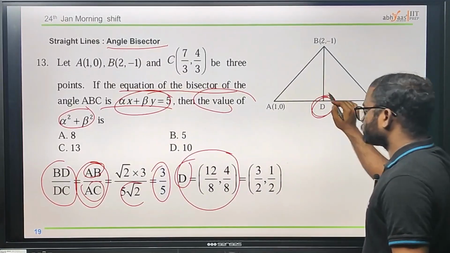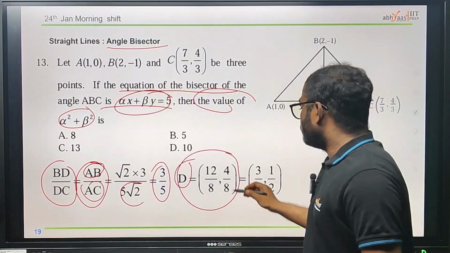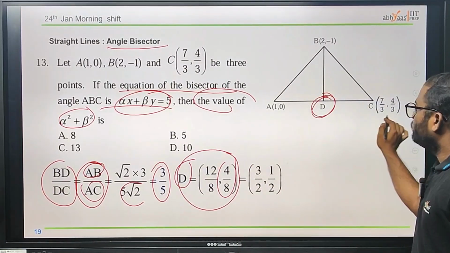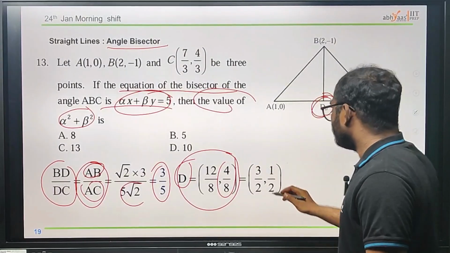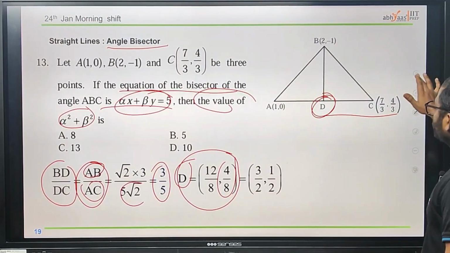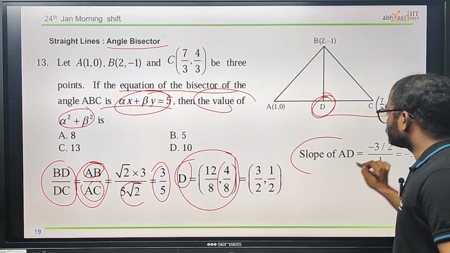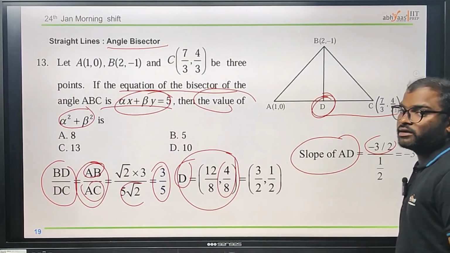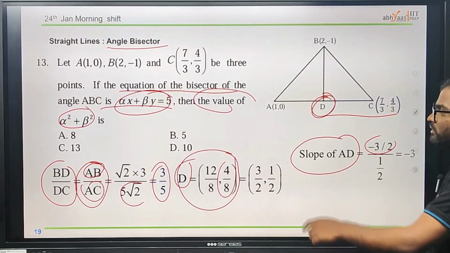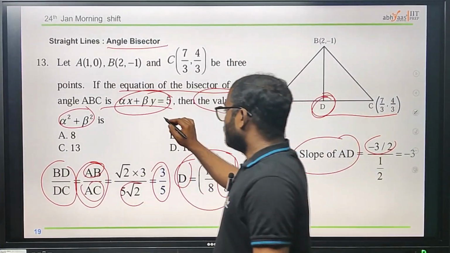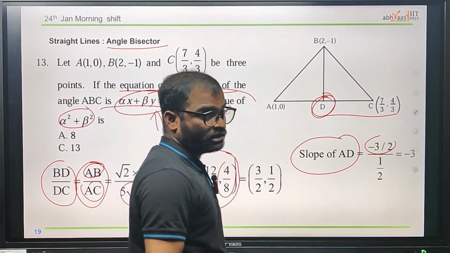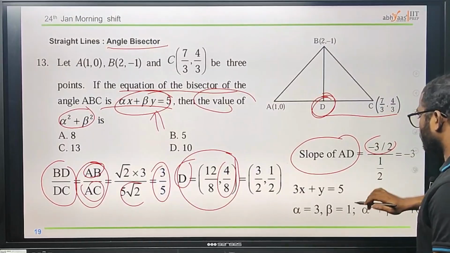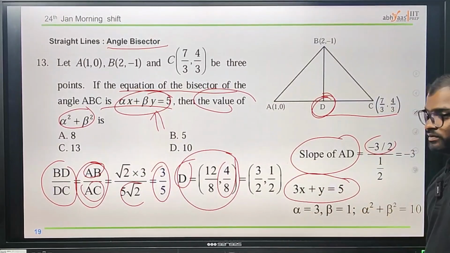Okay, this one, which is 12 by 8 and 4 by 8. We can easily see that midpoint as well. By using the midpoint we can easily find this as well. Now by using the slope of AD, which is by using this line, alpha x plus beta y is equal to 5. In order to find this, ultimately we are finding this line only. Finally we just compare with that one. After that we got 3x plus y is equal to 5.